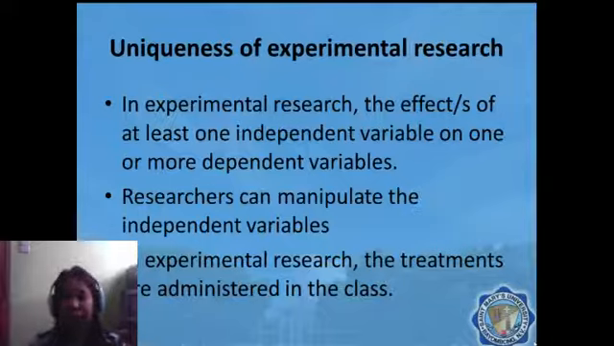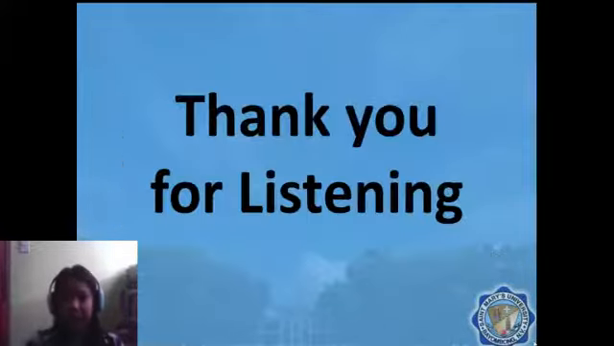And then third, in experimental research, the treatments are administered in the class. So we are actually talking about educational experimental research. The experimental research that we are discussing has treatments that are administered inside the class. So the teacher needs to conduct the study. He or she will, of course, deliver the intervention. It can be any intervention as proposed or as planned in doing the action research.